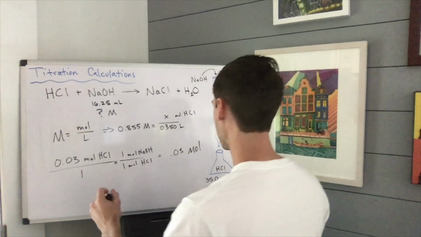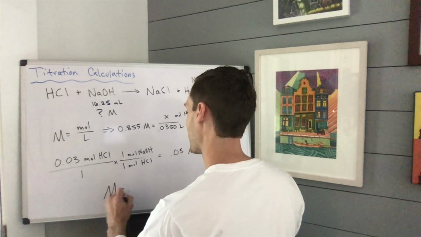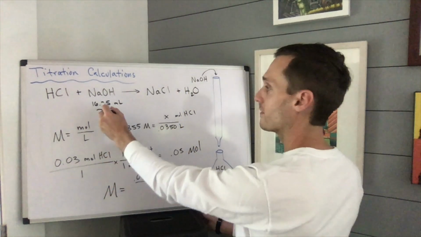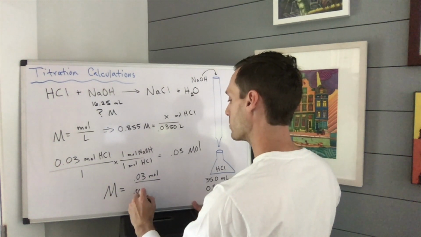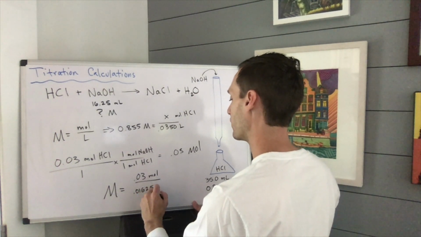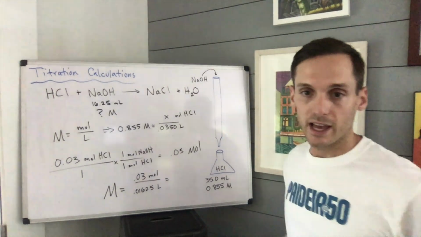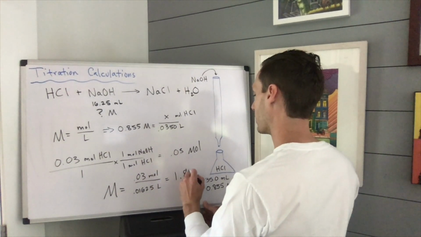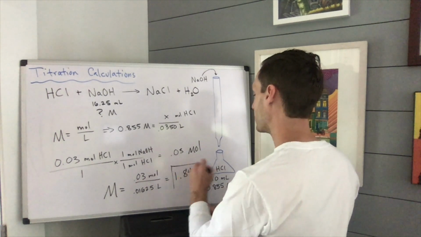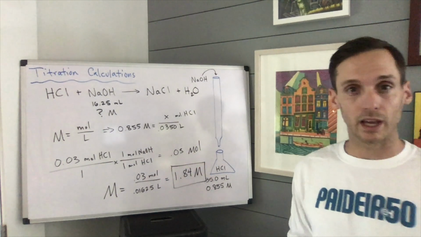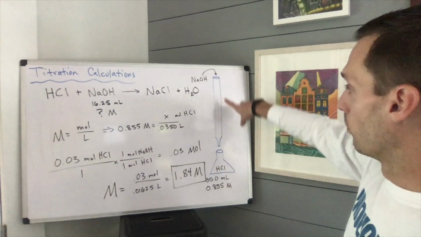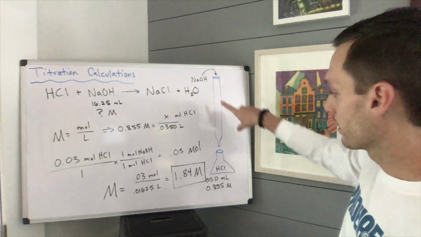Now we're just going to use the molarity equation again. We have 0.03 moles all over the volume that we used, 0.01625 liters. And if you plug that into your calculator, you should get a new molarity of 1.84 molar.